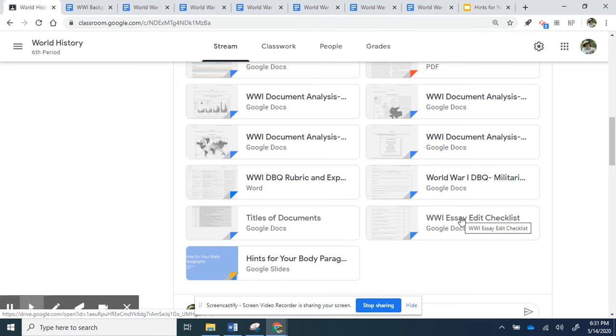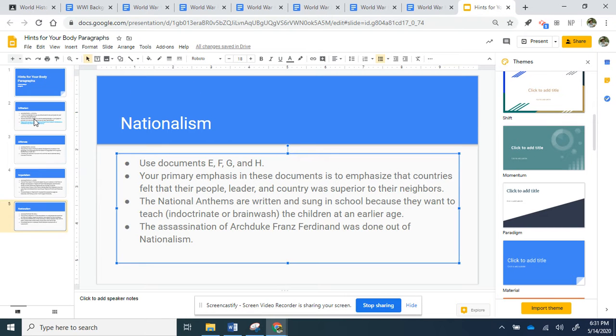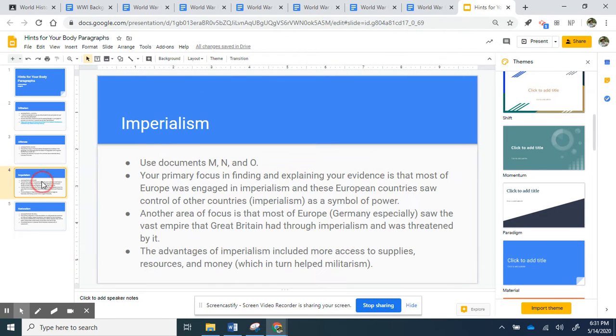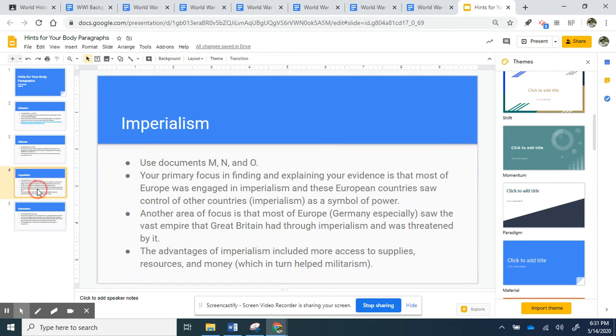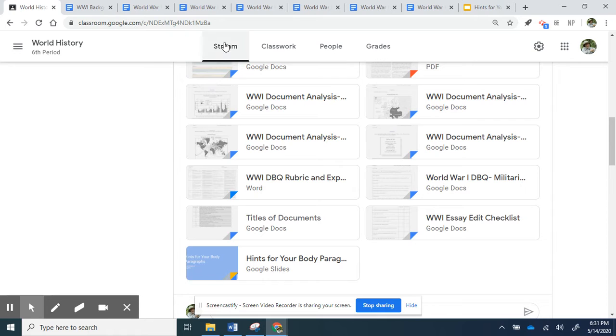The World War I essay edit checklist is what you do last. And then finally, hints for your body paragraphs. We'll get into this in a little greater depth, but basically, these are the themes you should try to center your paper around moving forward.